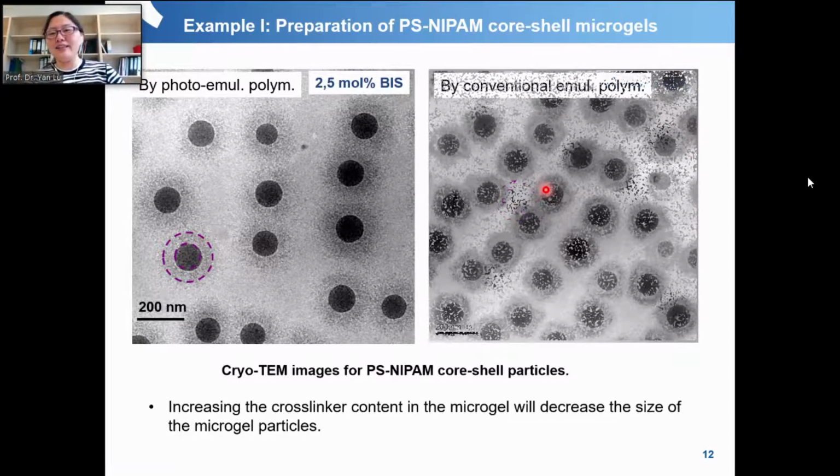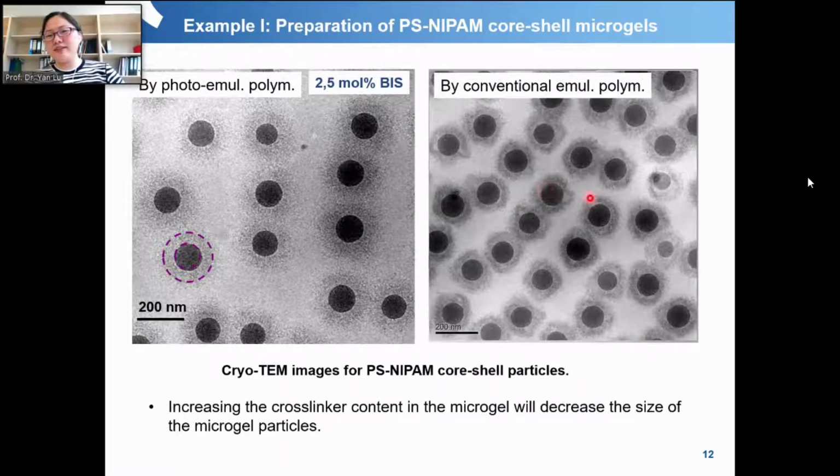So here I just want to let you have a direct comparison. This is by the conventional emulsion polymerization, you see a lot of loops on the polystyrene surface. But by the photoemulsion polymerization, you can well control and have a homogeneous deposition.